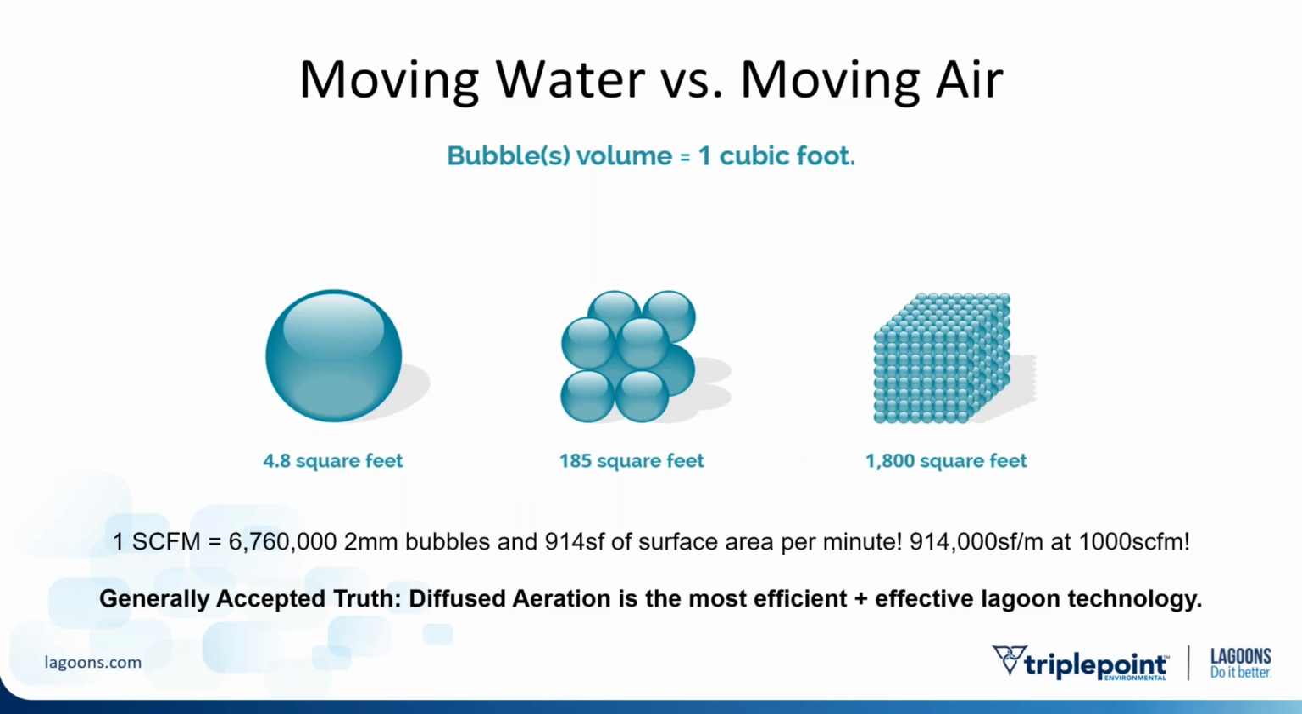I don't want to argue this point. This is not really the point of this presentation. I would say most people in the industry generally accept the truth that diffused aeration is the most efficient and effective lagoon technology out there. In a lot of ways, treatment technology, it's used by all the big plants on the planet. We're talking about a 400,000 gallon a day lagoon system. This truth is generally accepted up to the trillion gallon plant in Chicago. They use the same technology.